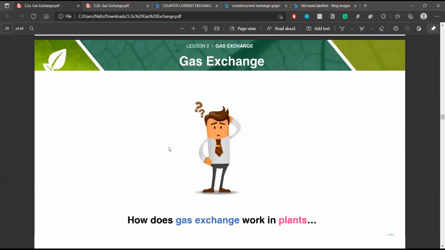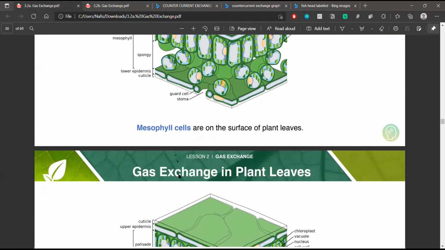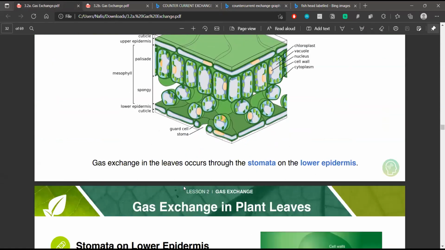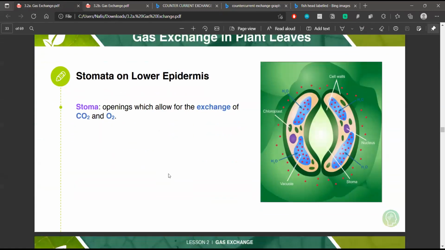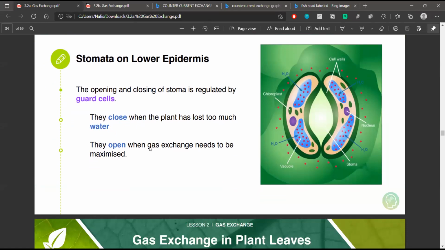Okay, leaves of dicot plants. So remember, there are the mesophyll cells in plant leaves. There's a lower and upper epidermis. The gas exchange occurs mainly through stomata that are present mostly on the lower epidermis. So stomata are openings which allow for the exchange of CO2 and O2. And the opening and closing of stomata are controlled by guard cells. So stomata close when the plant has lost too much water, and they open when gas exchange needs to be maximized.